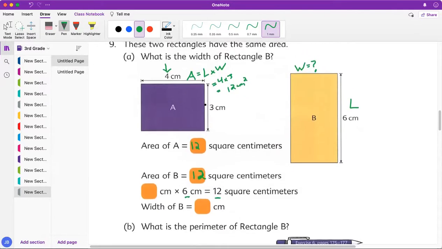And so it tells us that these two rectangles have the same area. A's area will be the same as B's. And so we found out by length times width that A has an area of 12. And so B should have an area of 12. And so now when we look at it, what number should the width of B be to get 12? Because we know this is 6. So what number times 6 will equal 12? What about 2? Right? The width of B should be 2 centimeters. So that way it has 12 centimeters squared for its area.